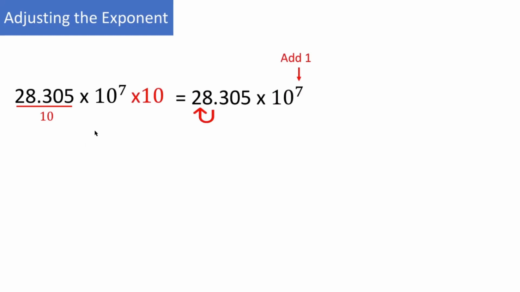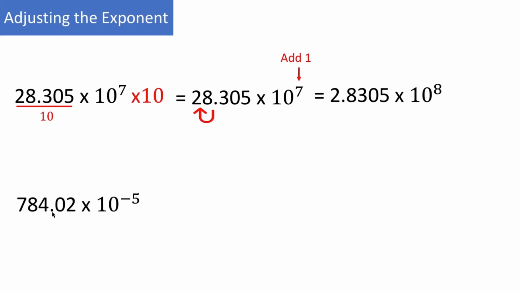So when you do that, you're moving this 1 position to the left and you're adding 1 to the 7 here. This is 10 to the power 7 times 10 to the power 1. There's a 1 here. It gives you 2.8305 times 10 to the power 8. Another example. This one here, I need to move it to the back 2 positions. So I'm dividing by 10 to the power 2. In order not to change the value, I have to multiply by 10 to the power 2.